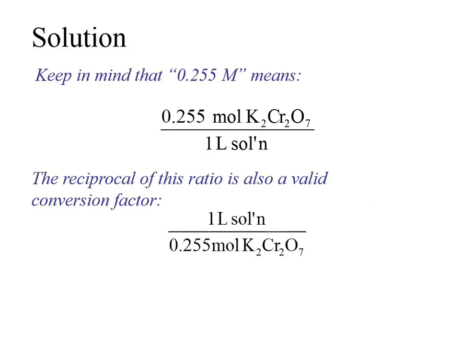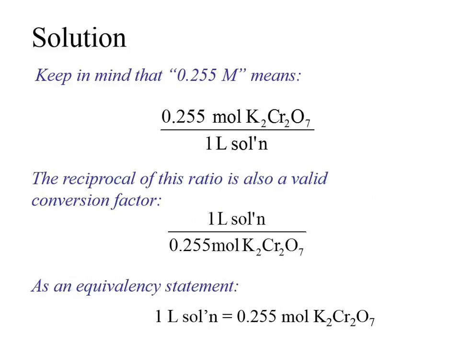Okay, so here's unpacking. Don't use the M. There should be no big M's in working your problems. What it means is 3 things: 0.255 moles per 1 liter. And I'm kind of forgetting the K2Cr2O7 because we only have 1 solute here. So 0.255 moles per 1 liter, or 1 liter over 0.255 moles. Flatten it out: 1 liter is equal to 0.255 moles.